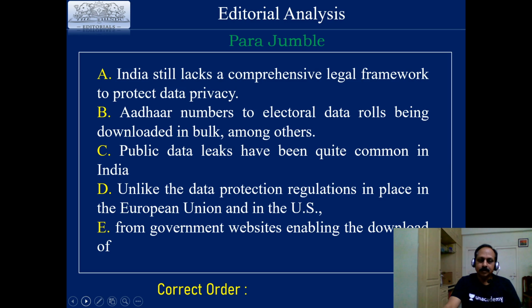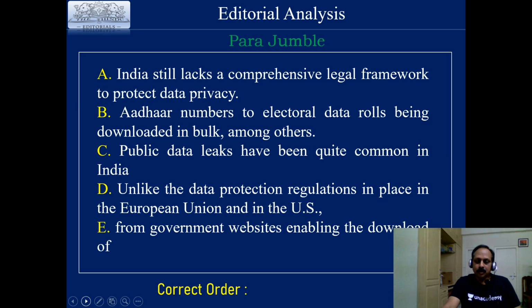A is not the first sentence. ACB, that is not correct. The first sentence here, you may get confused between A and C, but the first sentence here is C. What is C? Srinivas says C, that is correct. Alka also says C, that is correct. And Optimus Prime also says C. What is C? Public data leaks have been quite common in India.